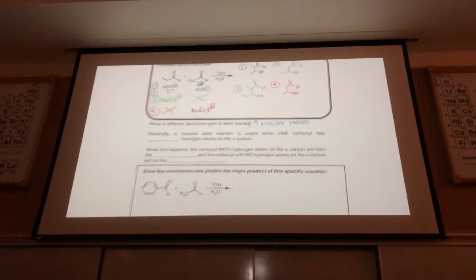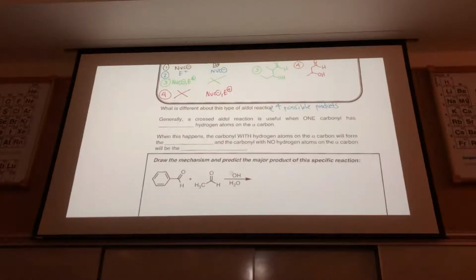So some ways that we could do that. It's very useful when one of the carbonyls has zero hydrogen atoms on the alpha carbon. What does that mean? It has no alpha H's. Oh, no. It cannot be an enolate. You rule out half of those products. It can't be an enolate. So in other words, this is reiterated in full sentence here. When this happens, the carbonyl with the hydrogen atoms is the only one that can be the enolate, and the carbonyl with no hydrogen atoms on the alpha carbon must be the electrophile.